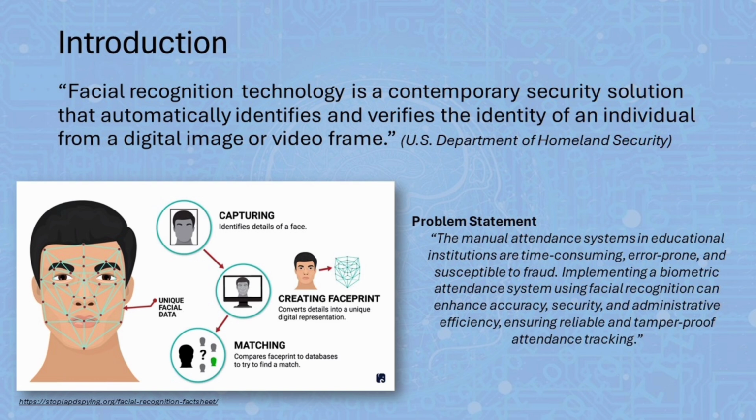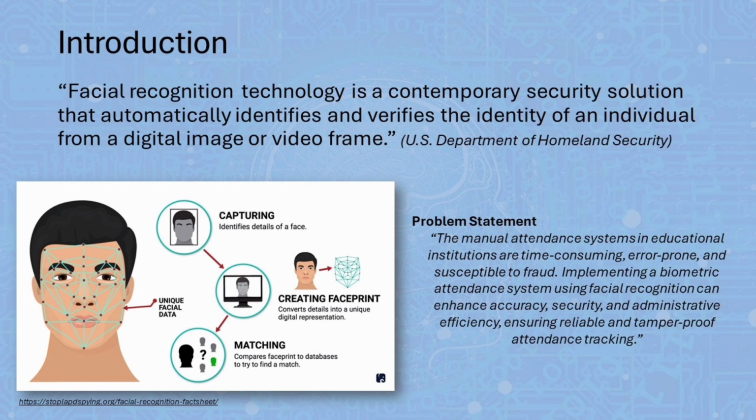So let's start with the introduction. According to the US Department of Homeland Security, facial recognition technology is a contemporary security solution that automatically identifies and verifies the identity of an individual from a digital image or video frame. This is an important definition because it highlights the security aspect or use case of facial recognition systems. To understand how this technology operates, let's break it down into three main stages: capturing, creating face print, and matching.